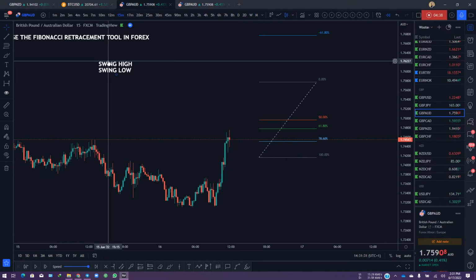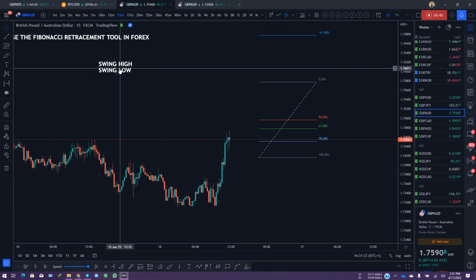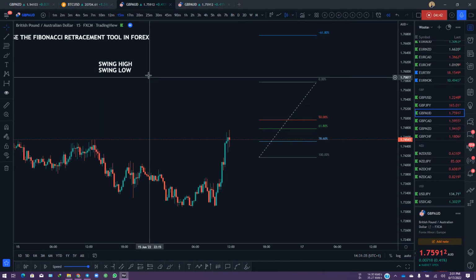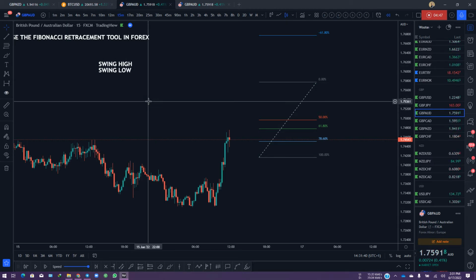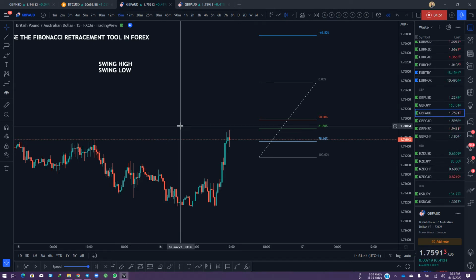Swing high, swing low, right? That's what you're looking for when it comes to the Fibonacci, right? The 100% and the 0%. You're looking for a swing high and a swing low. You're also looking for an impulsive move, either to the upside or to the downside.